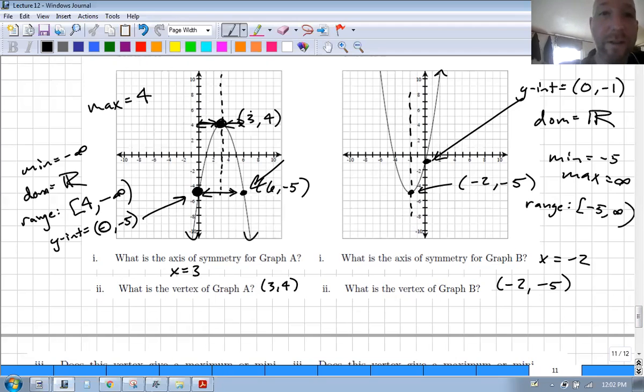All right, so we were at 3 for our x value. This point has an x value of 0, so it's a difference of 3. So just add 3 to that. That gives you the 6. So then you get this other point here.